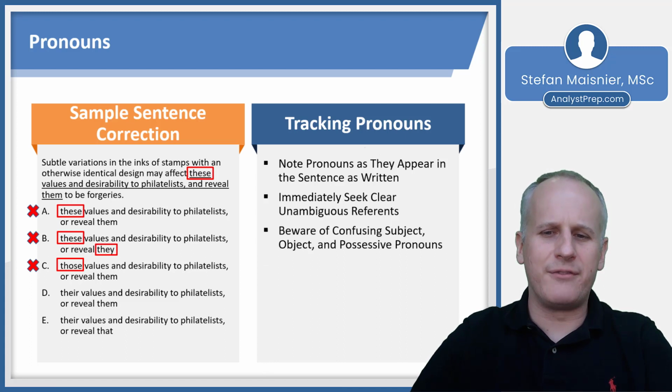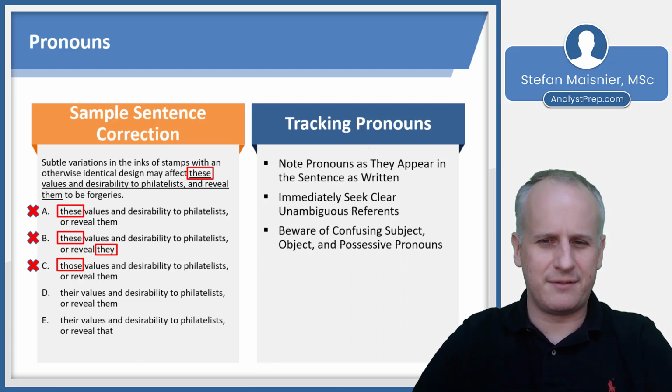You also have to be aware of confusing subject, object, and possessive pronouns, though, and we can see that at the end of the choices, in choice B, we get a they instead of a them, and the stamps are the object, not a subject within the sentence. So stamps would be a them, not a they, because the subtle variations would be the they. So that is an incorrect use of a subject pronoun when it should be an object pronoun.